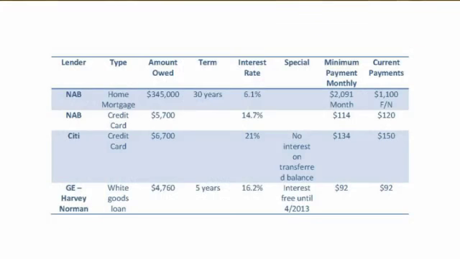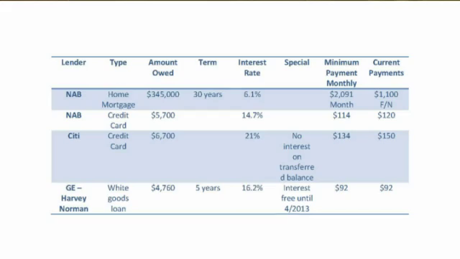So where will we put our $714 a month? The highest interest rate is the Citi card, but if you see under the special conditions there's no interest on the transferred balance, so that wouldn't be a good place. The GE card, again, that's the lowest balance, but that's interest free until April next year. So again, we wouldn't do that. So in this case, we're going to focus on the NAB card.